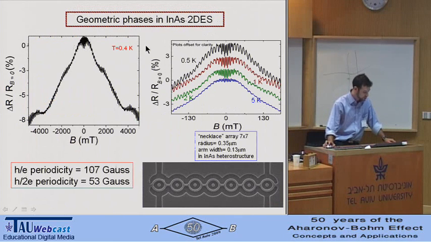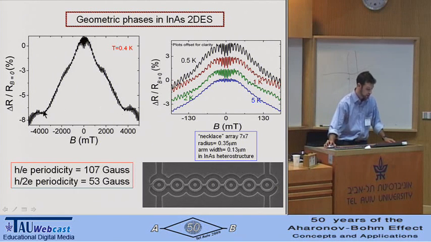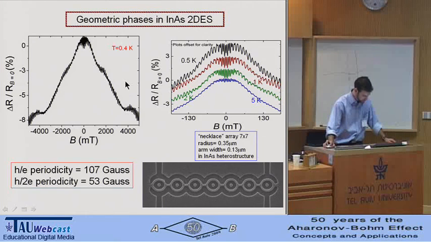Here we see magnetoresistance data from a 7x7 ring array with rings 350 nanometers in radius and a conducting width of 130 nanometers. We see at low fields high-frequency AAS oscillations, at higher fields Aharonov-Bohm oscillations, and the beating is the evidence of our geometric spin-orbit interaction.